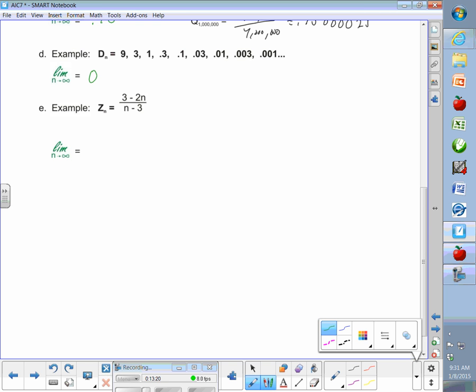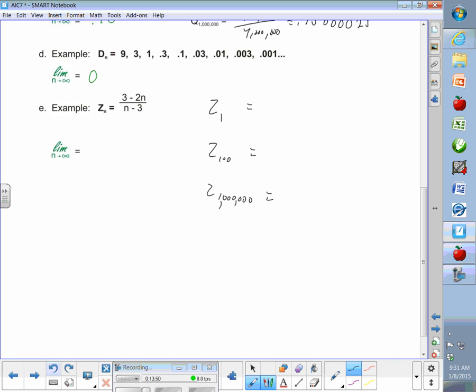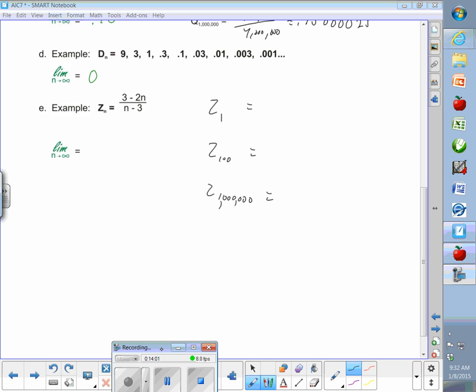All right, I want you guys to figure out the limit of this one. I'll give you a little bit of help though. Do z sub 1, do z sub 100, and do z sub 1,000,000. And that should allow you to know where this thing is heading. So see if you can figure out the limit. All right, if you're watching on video, I would pause the video right now, and then you can resume. All right, once you do those 3, go ahead and write in your limit.